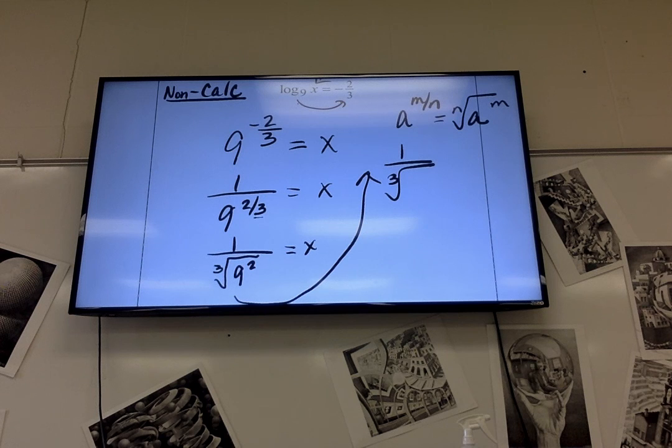Whoa. There we go. And that's about all we can do without a calculator. And it is okay to leave it like that. Now notice I only put the 2/3 with the 9. That's because 1 to any power is just 1.